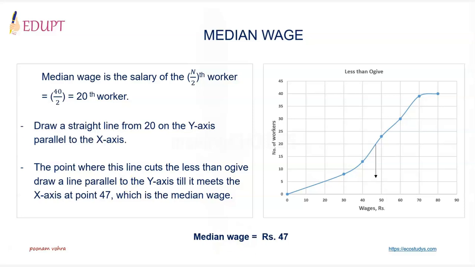One can find median wage from less than OGIVE curve also. For that, we already know that median wage is the salary of N by 2th worker. N is 40 by 2, that is 20th worker. So draw a straight line from 20 on y-axis and the point where this line cuts the less than OGIVE curve, draw a line parallel to y-axis till it meets the x-axis, which will be somewhere here, that is 47. So median wage as is located is 47.